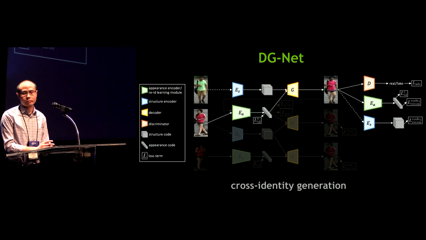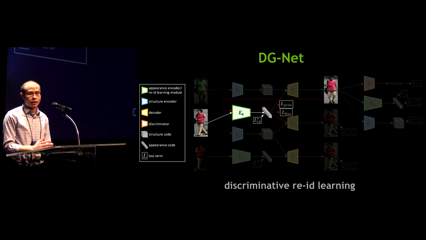Our fourth objective is the discriminative re-ID learning. By online feeding the generated high quality images back to the appearance encoder, we can improve the re-ID learning, and based on the generated images viewed from different perspectives, we propose the primary feature learning and fine-grained feature mining.